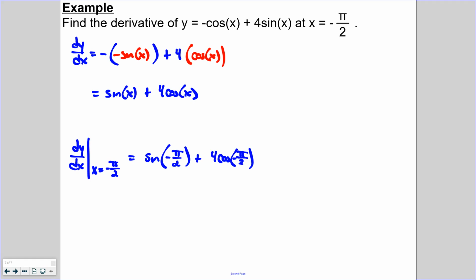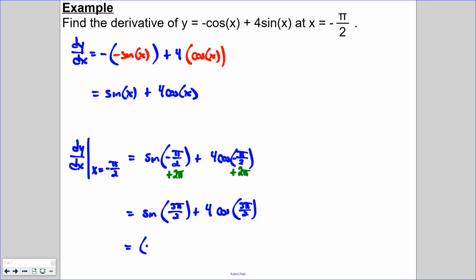And you might be asking yourself, wait a second, there are no negative angles on the unit circle. And you would be right. However, we just need to find what this negative pi over 2 position is on the unit circle. And we know that we can change a negative angle into a positive reference angle by adding 1 full rotation, or 2 pi. So that's going to give us sine of 3 pi over 2 plus 4 cosine of 3 pi over 2. And then we can use the unit circle to evaluate.